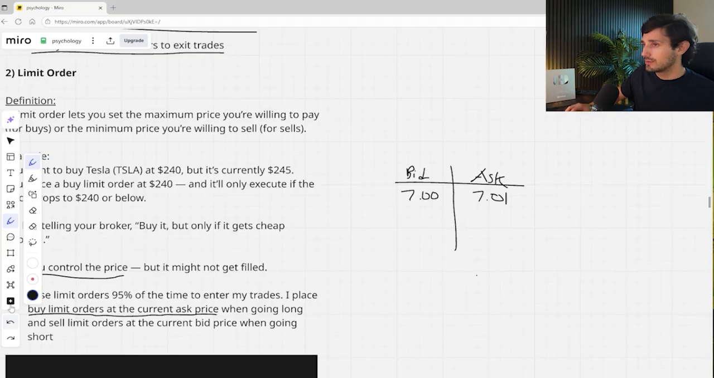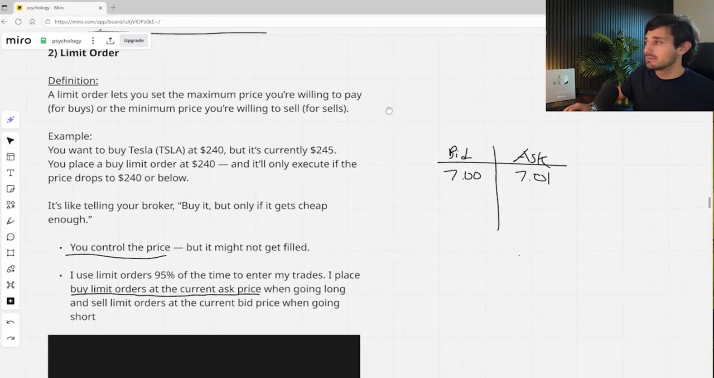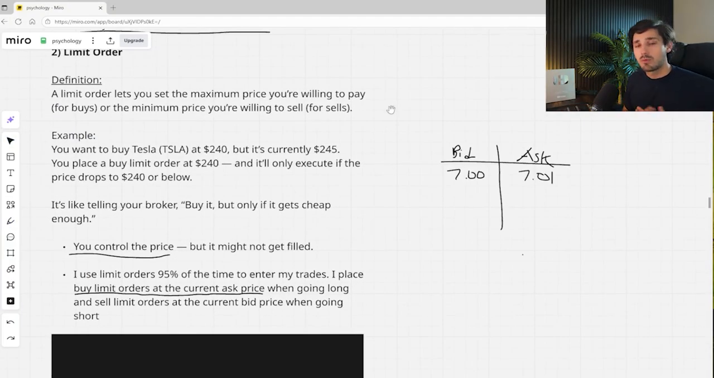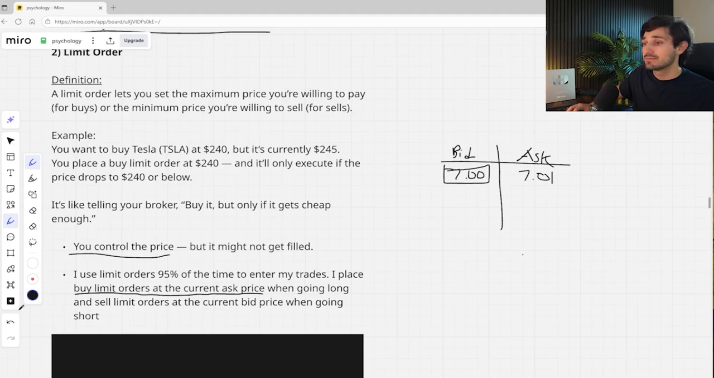So if I'm going short, I want you to think about it. If I'm going short, what kind of order am I going to place? Well, I'm going to be placing a sell limit order where? A sell limit order on the bid, okay? In that case, I'm getting this price or better. So if the price goes down, I'm not going to get filled late, right? Or let's say I place a buy limit order. Where am I going to place that? On the ask. I'll place it at 7.01.